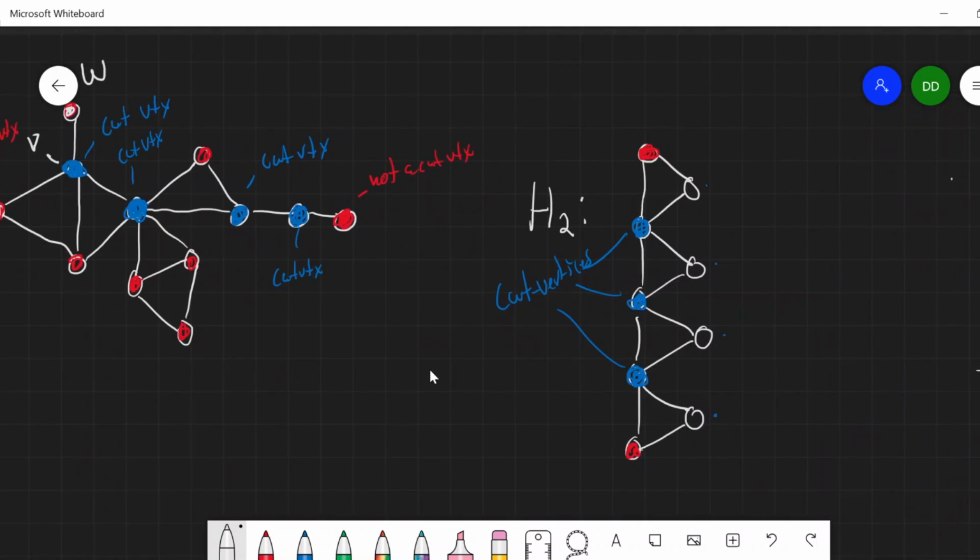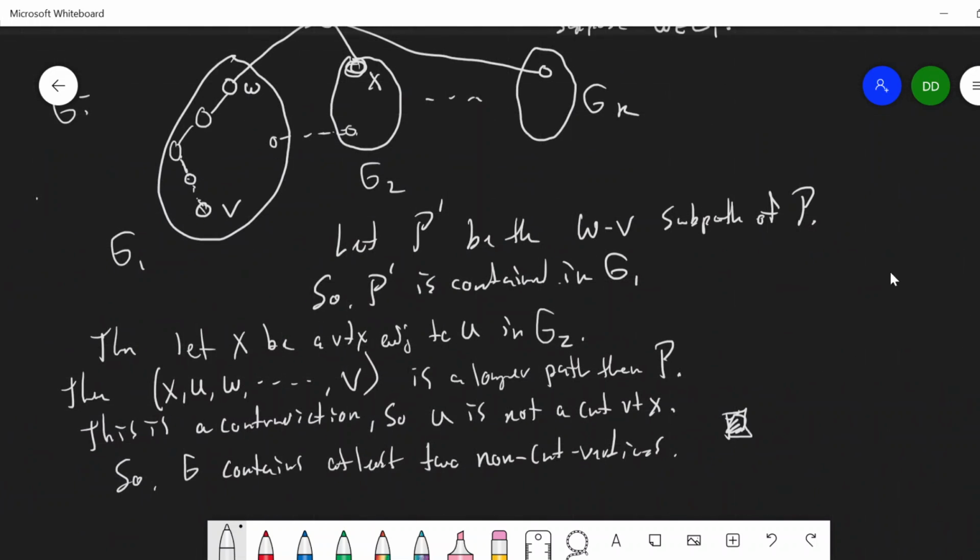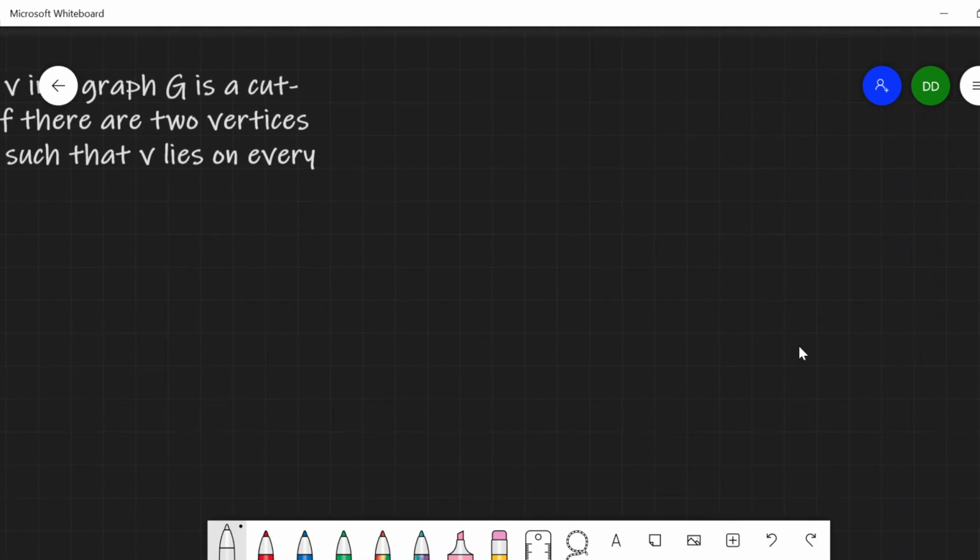This is true for any cut vertex. So here's another cut vertex. Let's call it V. Again, I can find, let's pick this one, U and W, such that every UW path contains V. So that's the idea.